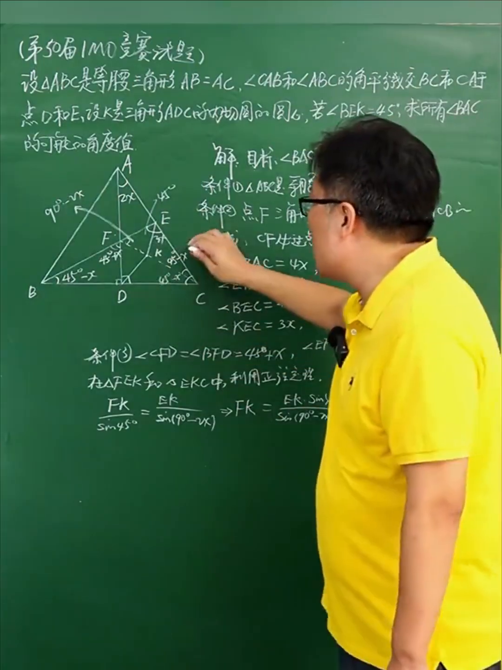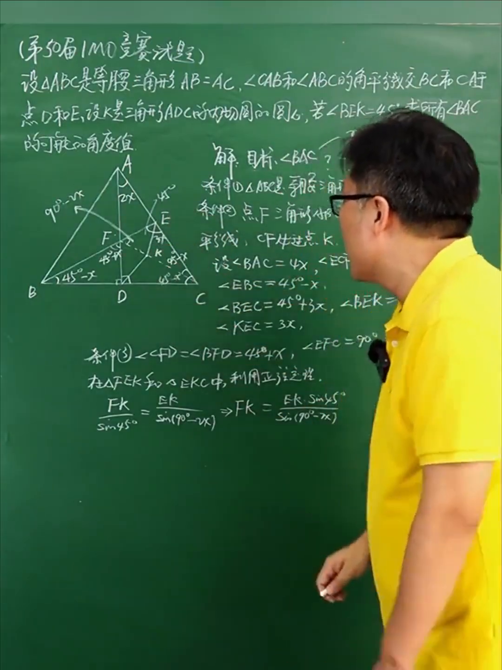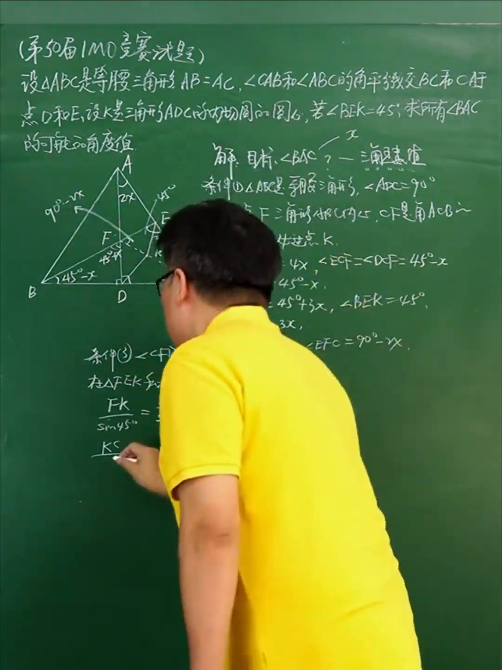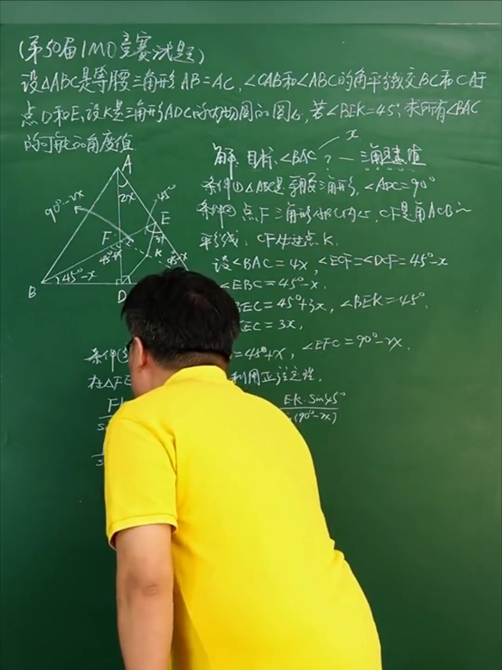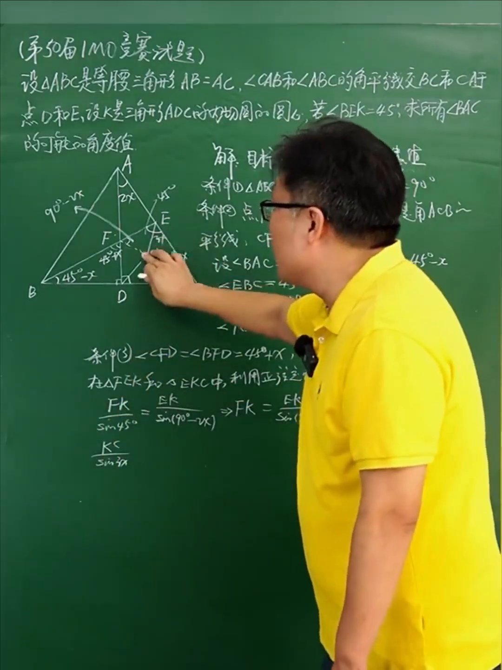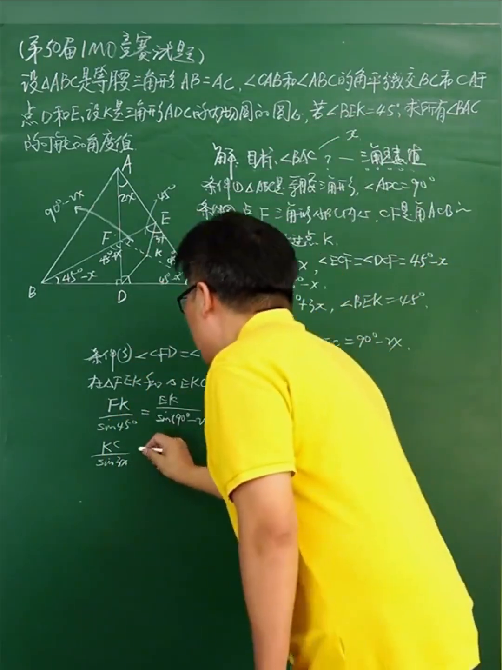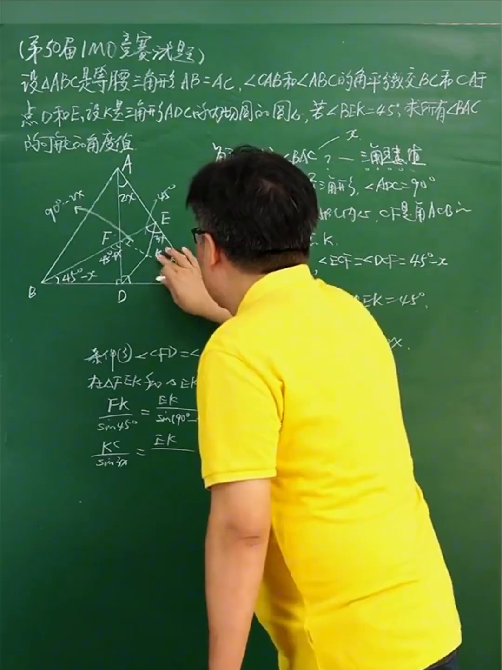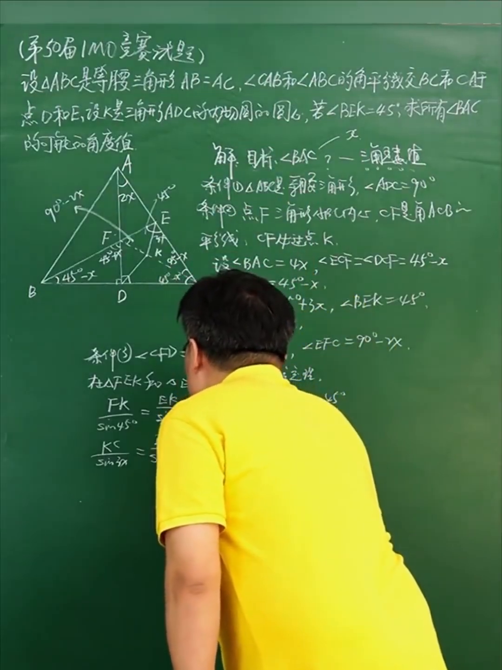Now, let's shift our focus to triangle EKC. In this triangle, KC corresponds to the 3x angle, so that equals sin 3x. Also, it's important to notice that these two triangles share a common side, which is EK. That also equals KC over tangent of angle ECK, which we can express as tangent of 45 degrees minus x.